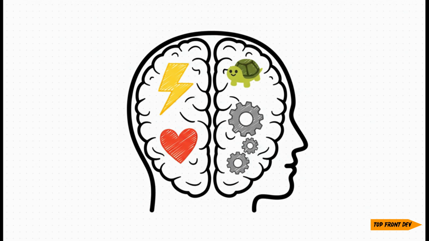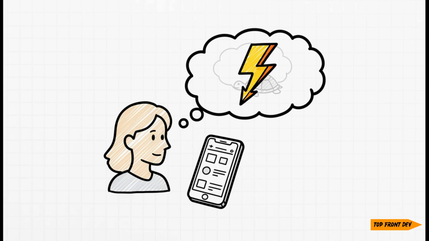Then there's System 2, that's our slow, deliberate, analytical brain. It's the one you have to fire up to solve a really tricky coding problem. And here it is. This is the absolute key takeaway for us as developers. When a user is interacting with our application, especially for the first time, they are not using their slow, analytical System 2.